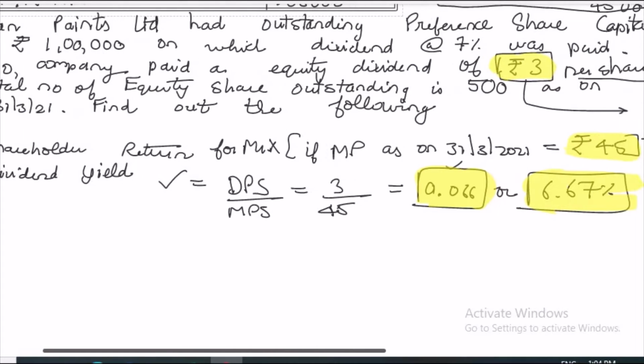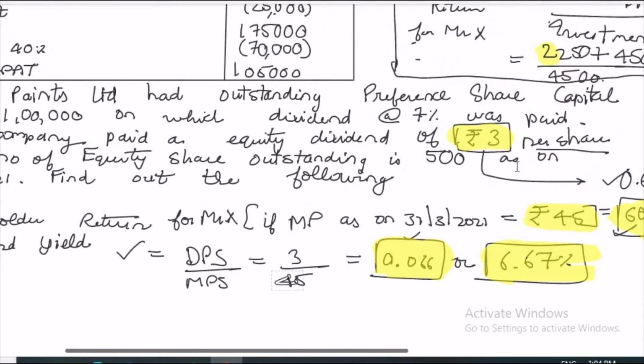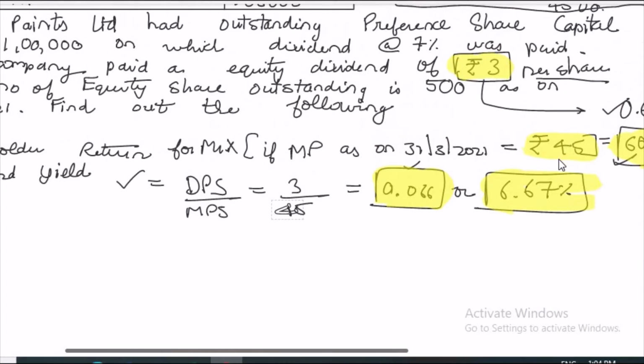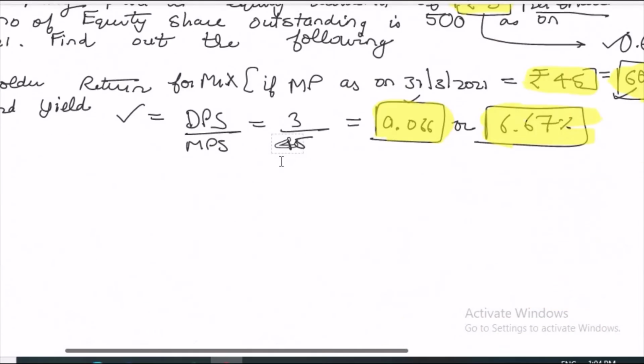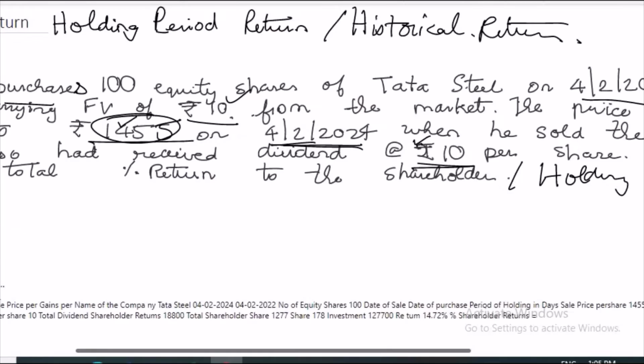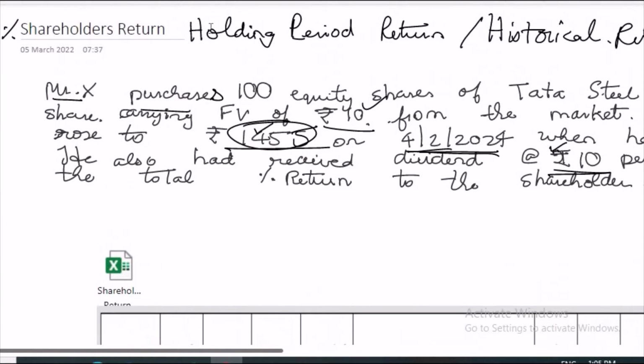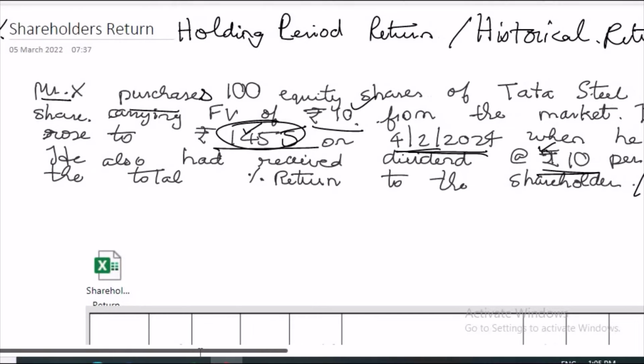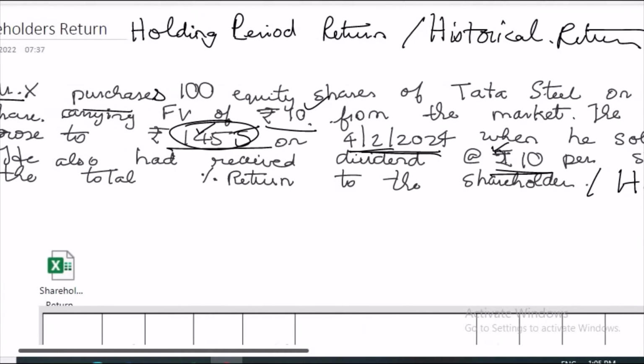For the dividend yield, DPS, dividend per share, is rupees 3 upon market price per share, 45. So 3 divided by 45 is 0.066, or 6.67%. Next, shareholders return holding, which can also be called holding period returns or historical returns.